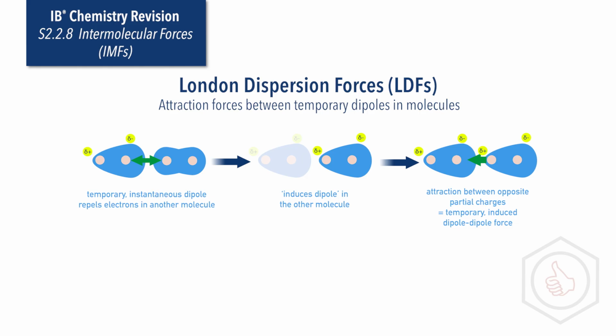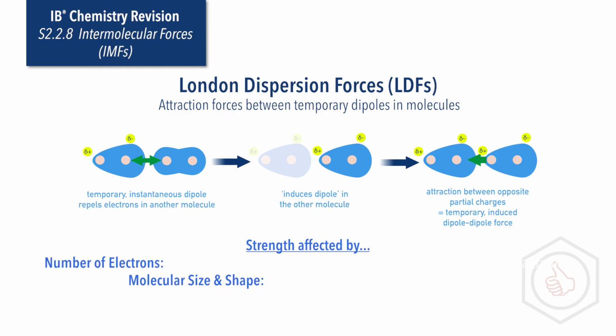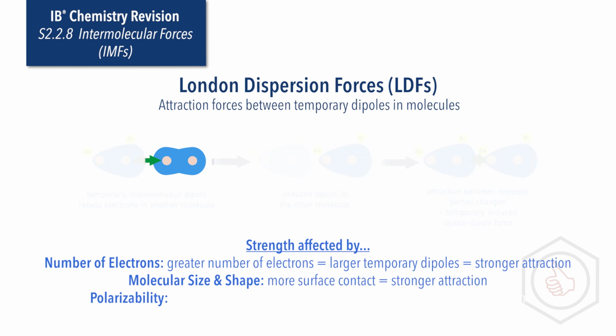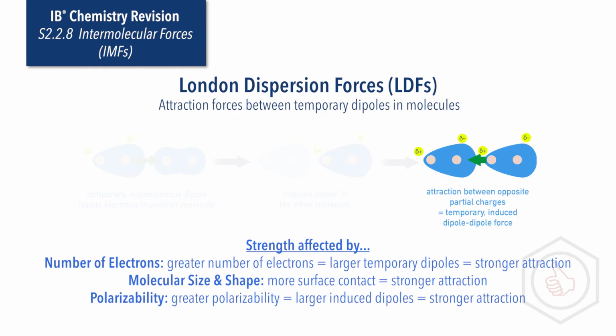There are several factors that affect the strength of London dispersion forces: the number of electrons, the molecular size and shape, and the polarizability. The more electrons there are in a molecule, the greater the temporary dipoles that can form due to their random movement, meaning stronger attraction forces between oppositely charged temporary dipoles in neighboring molecules. The more surface contact there is between molecules, the stronger the interactions as well. Larger electron clouds around molecules are also more easily distorted, again giving stronger attraction forces.